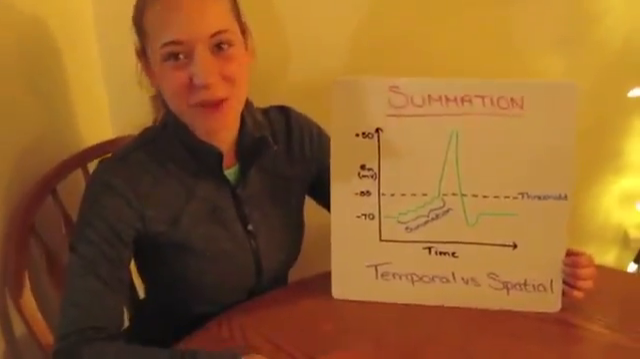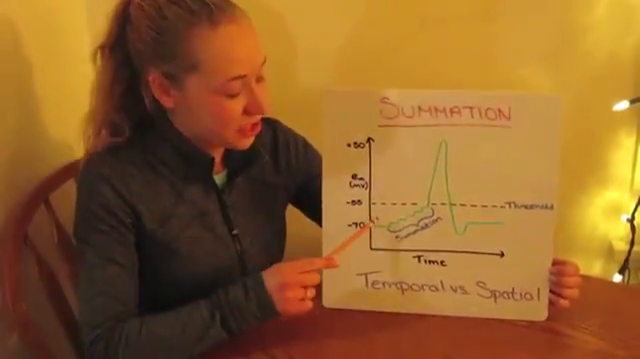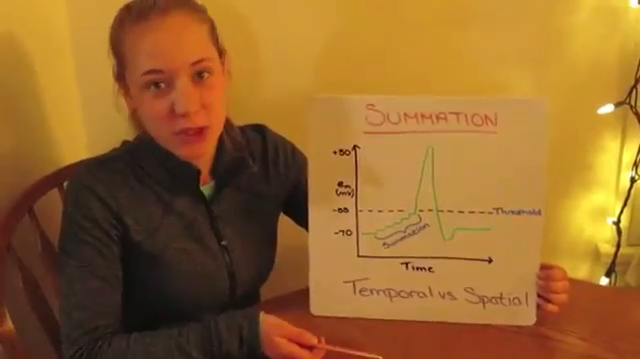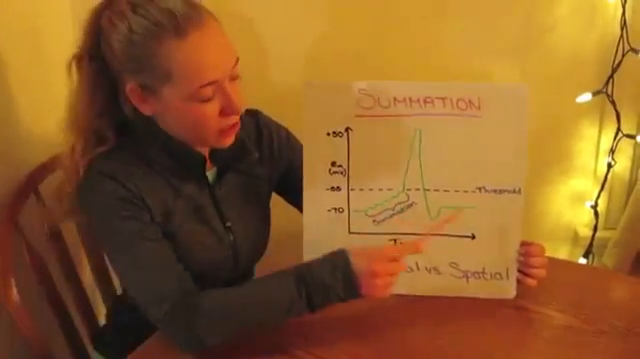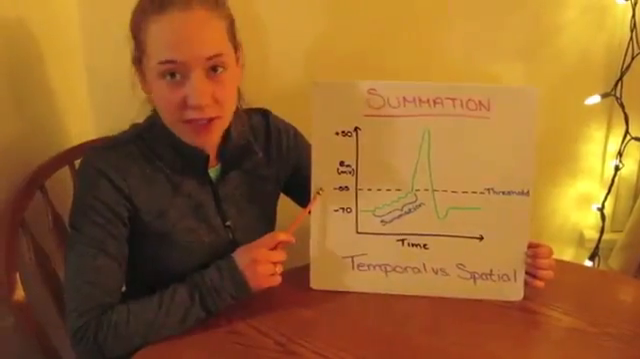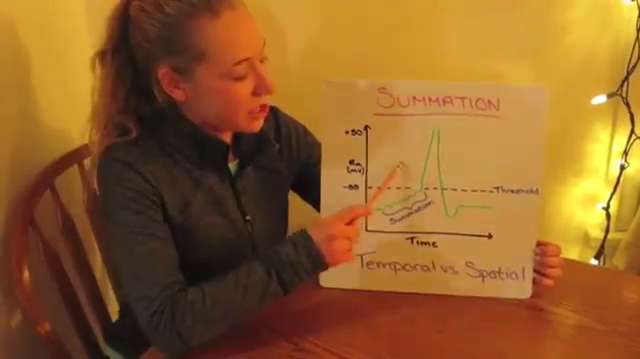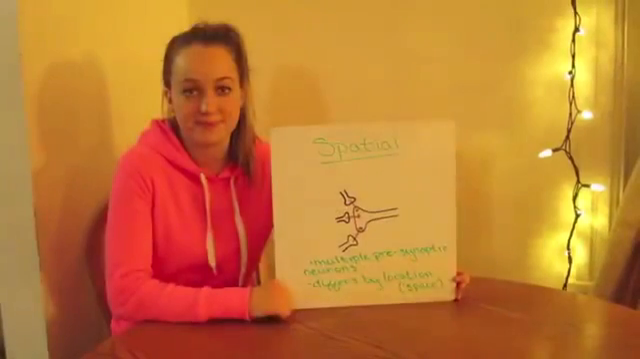Alright, so today we're going to talk about summation. Summation is the addition of excitatory or inhibitory presynaptic potentials. They add together, or summate, to reach threshold, which is at negative 55 millivolts, which initiates an action potential.